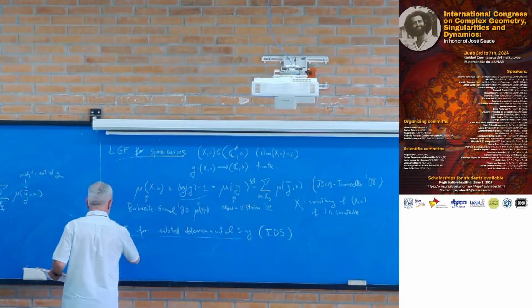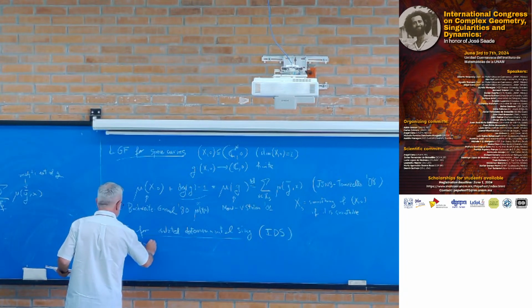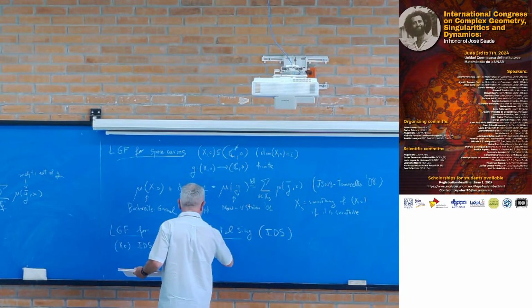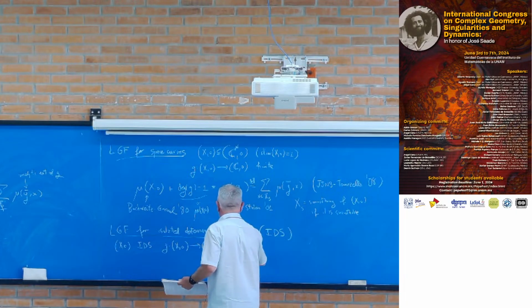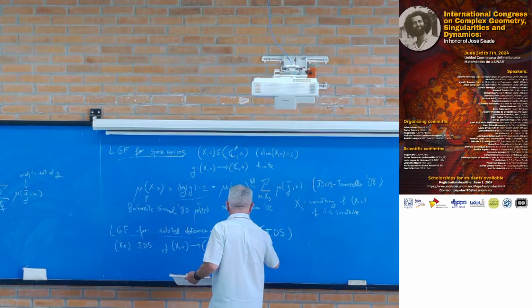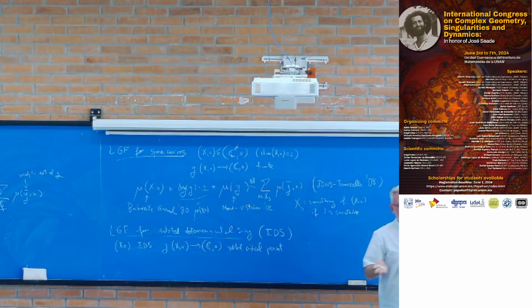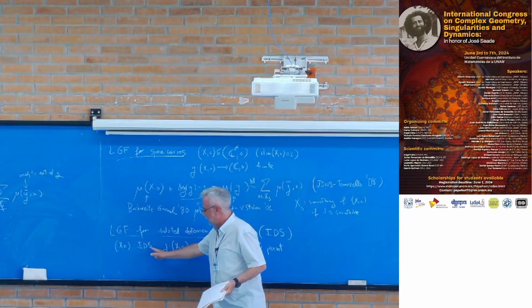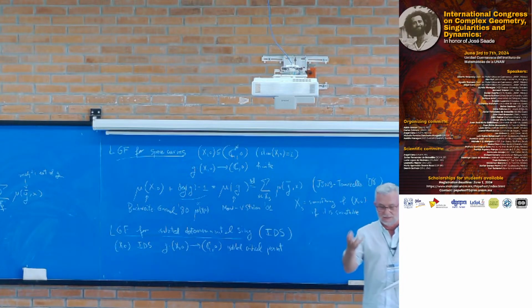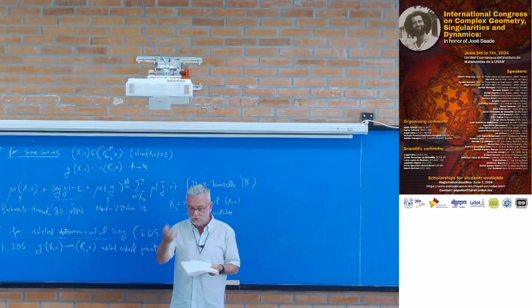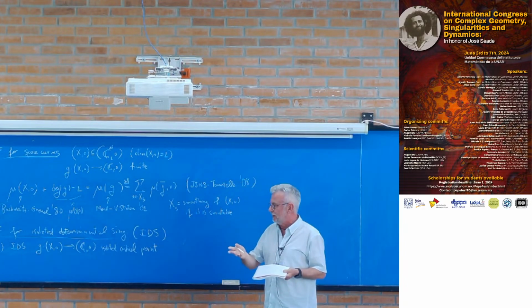You have X0 an IDS. You have g on X, a function with isolated critical point. Then you have a notion which is analogous to the Milnor number. When it is an isolated determinantal singularity, you have a determinantal smoothing. The determinantal smoothing plays the role of the Milnor fiber, and you can look at the topology of this determinantal smoothing.